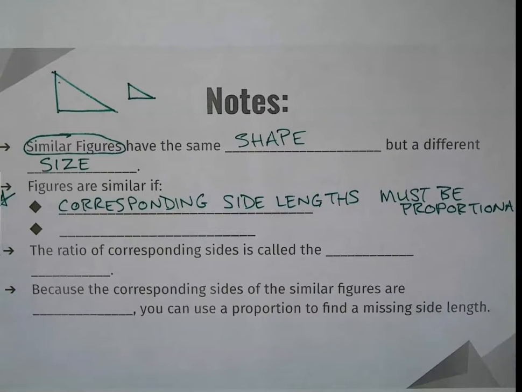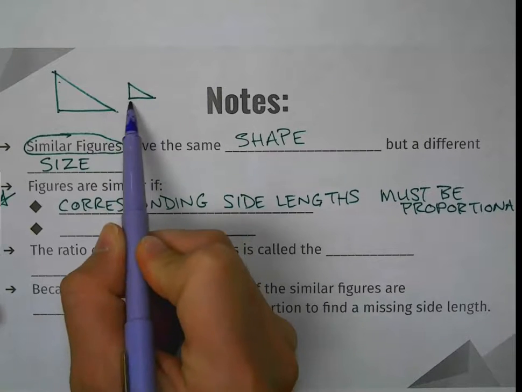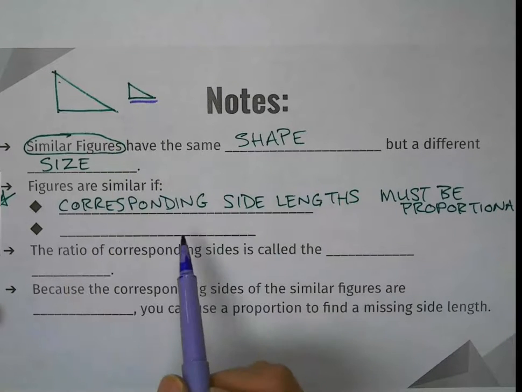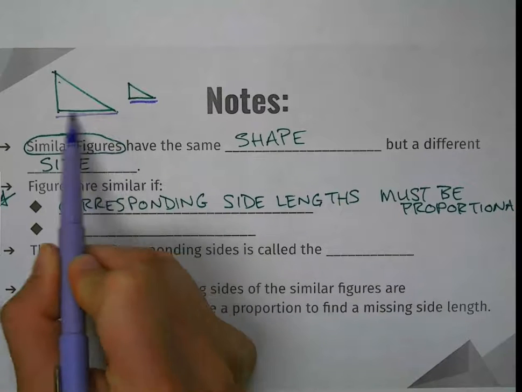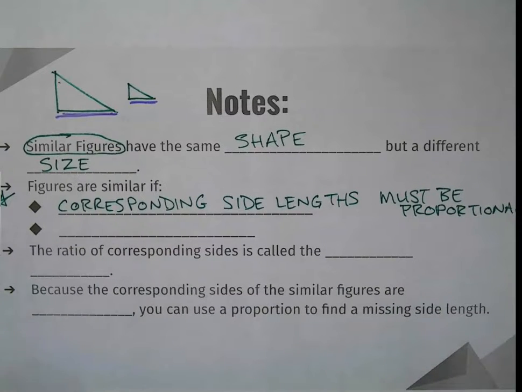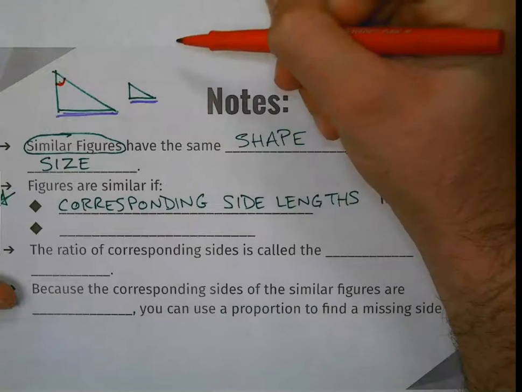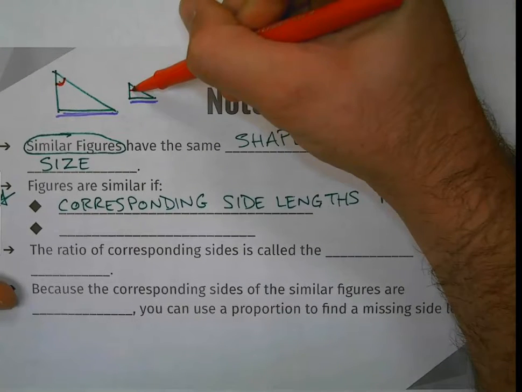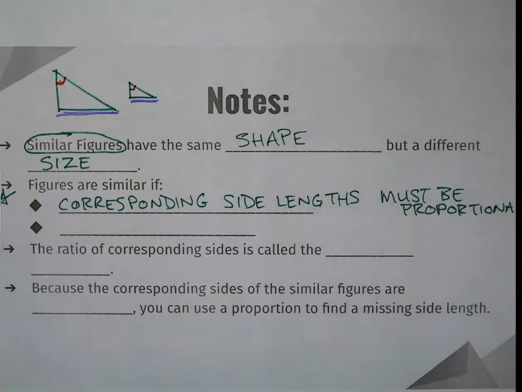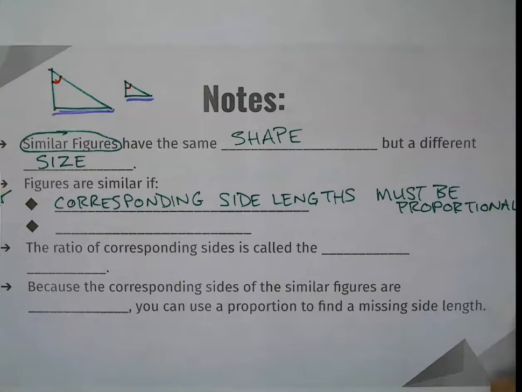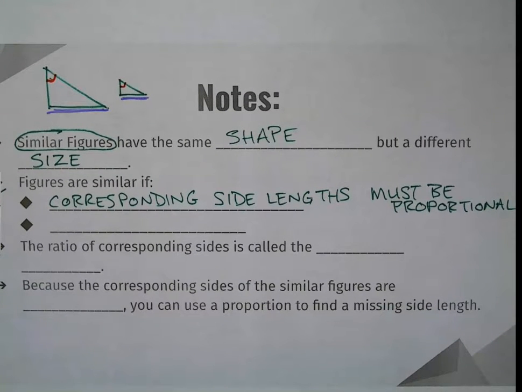Corresponding is just a fancy word for matching. Okay. So, on this little triangle right here, this side corresponds to, or matches, this right here. Okay, so the bottom and the bottom, they correspond. You could do it with the angles as well. Okay, this angle up here corresponds to this angle right here. They match. They're in the same basic place. All right. And that's one rule that you have to remember. The corresponding side lengths must be proportional.